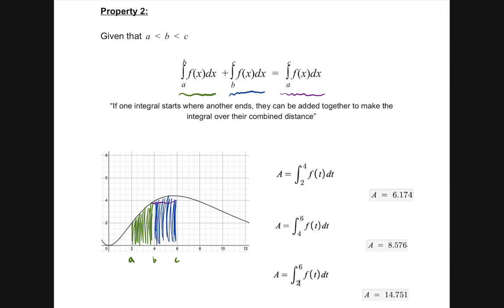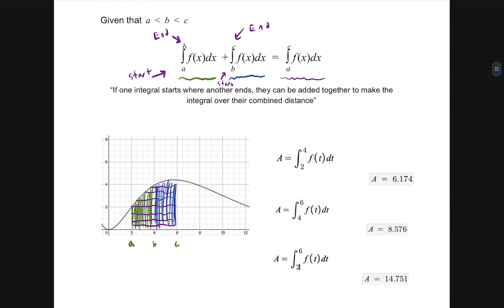And so maybe I'll draw this sort of like squiggly left and right. And so basically what this is saying, if you have one integral that starts where another one ends, so there can't be any gap here, right? So notice what's really important is that B is the end of the first integral and the start of the second one. So there's no overlap here. Well, then you can take the distance from the first starting point A to the second ending point C. Right, so geometrically this makes sense. Those areas should be equal to each other.